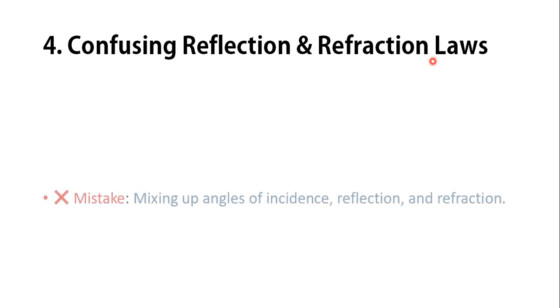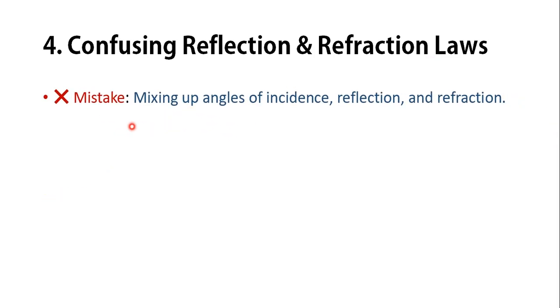Number 4, confusing the laws of reflection and refraction. That's very important. What is reflection and what is refraction? These are two very important things. The mistake is mixing up the angle of incidence, reflection and refraction. The maximum number of students forget what is incident, what is reflected, what is refracted, and there is a lot of confusion between reflection and refraction.